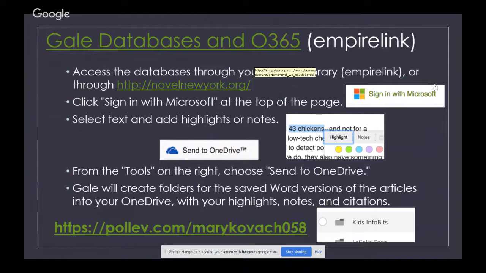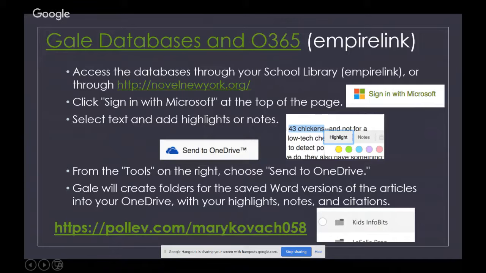A lot of times, if you access it from on campus, you don't even need a password. But if you're off campus, sometimes based on your internet address, your IP address, you might have to put in this password, which is just Empire Link, all one word. What this allows you to do is, if you sign in with your Microsoft account, you have access to a great database of magazine and newspaper articles, other things as well, sometimes ebooks, that you can use for research, and you can save them as Word documents right into your OneDrive.